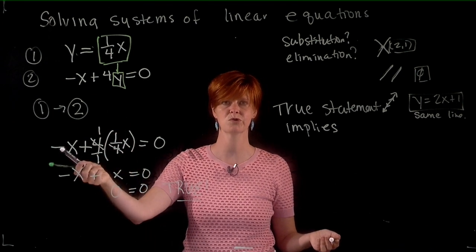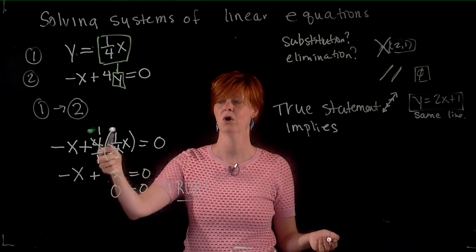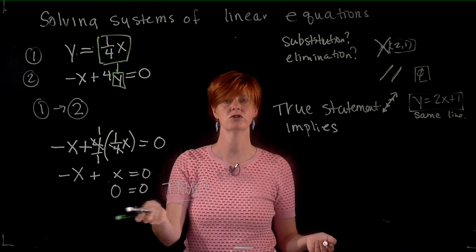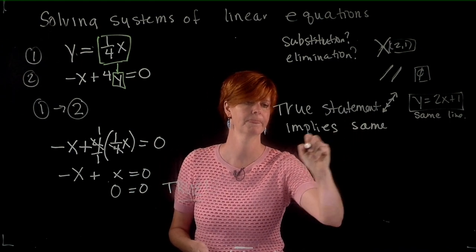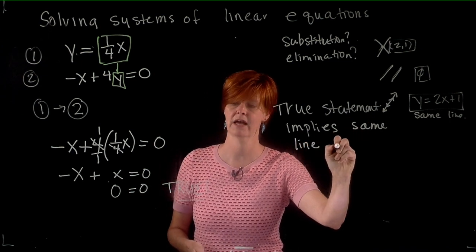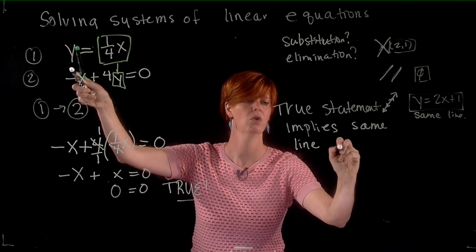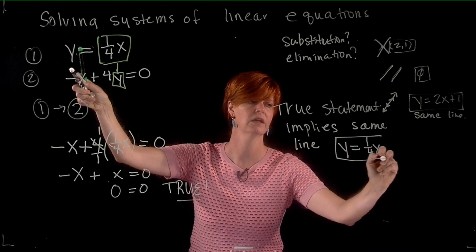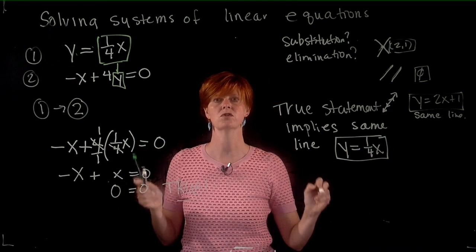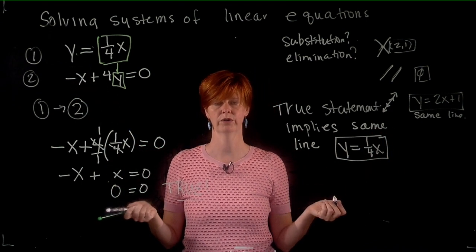The work, how do you do that? You can either show the slopes are the same and the y-intercept is the same, or show by substitution that you get a true statement. So this implies they're the same line. And the answer then is the actual equation, y equals 1/4 x, because the question is, where did these lines overlap?